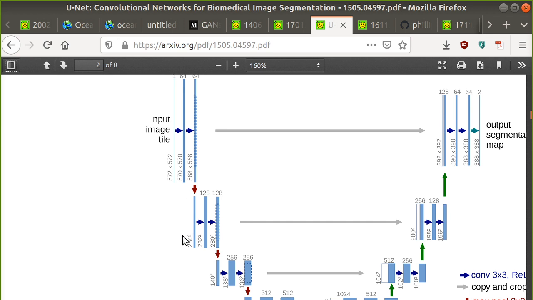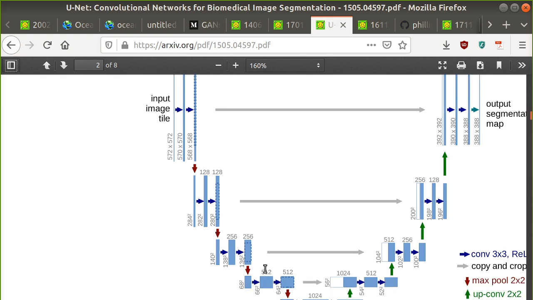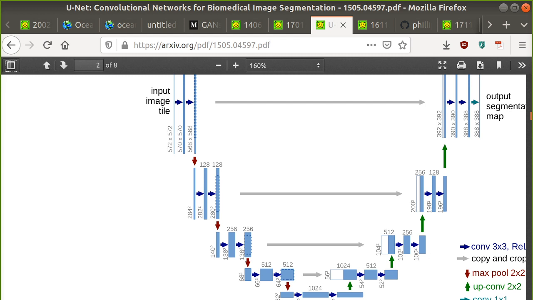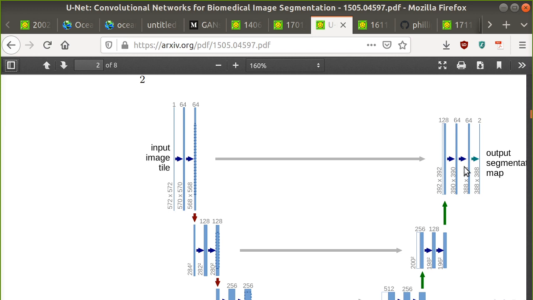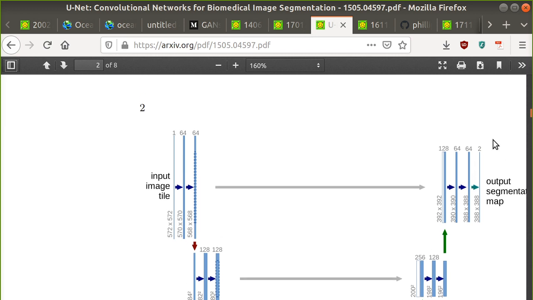So we're extracting more and more summary features that describe what's going on in each local neighborhood of the image. Then eventually we get to the bottom. In this case, we still have 32 by 32 images. In some cases, we might go down to a single pixel with many, many channels. And then we start going back up. We increase resolution and decrease the number of channels until we get back to the original image size or something very much like it. In this case, 388 by 388.